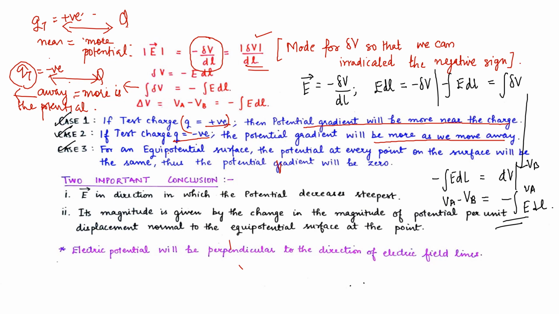Now the third case is a more interesting case. Here we have neither positive nor negative. We have equipotential surfaces. The potential at every point on the surface will be the same. Thus the potential gradient will be 0. dV across the equipotential surfaces is 0. This is quite an important point which should be made a note of.